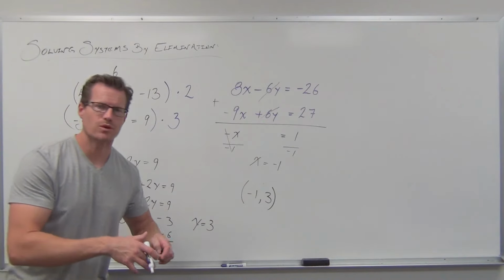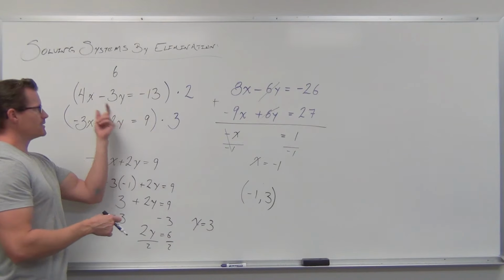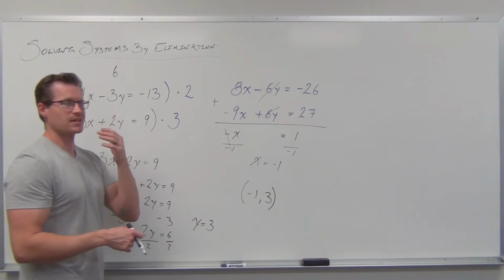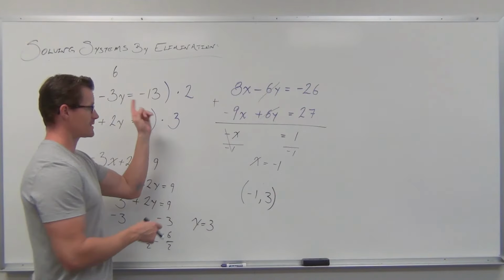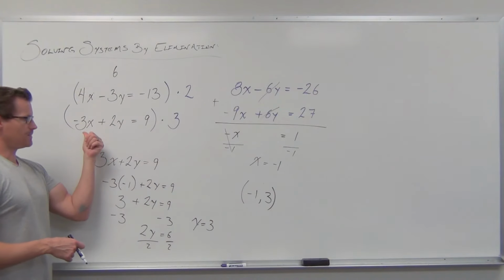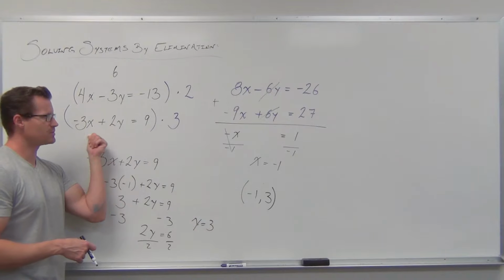Now let's make sure that we're right. So let's plug this into both of these. Negative 4 minus 9. Let's see, negative 4 minus 9 is negative 13. Okay, I know for a fact that that point is on that line. Let's see here. Positive 3 plus 6. 2 times 3 is 6. That's 9.